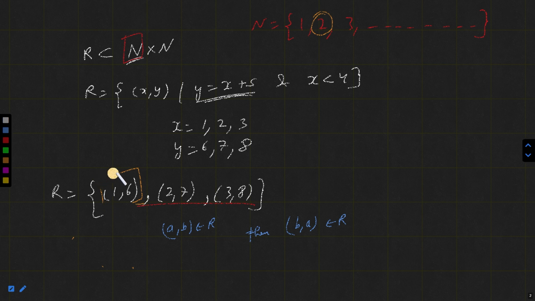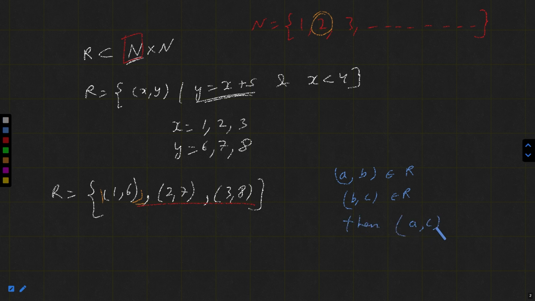Let's see about the transitivity. What about the transitivity? First of all, for transitivity, (a, b) belongs to R, (b, c) also belongs to R, and then only we can talk about (a, c) belonging to R. If this is happening, then my relation is transitive. If it is not happening, then it is not transitive. Simple as that.